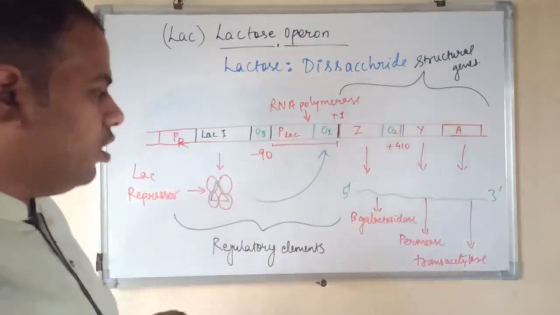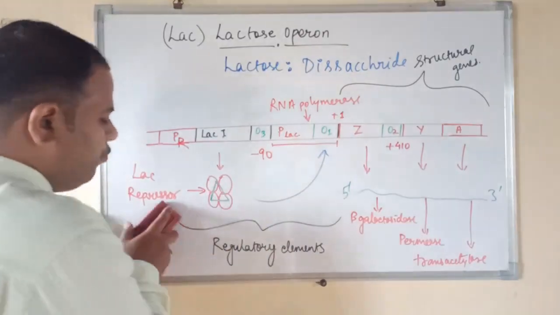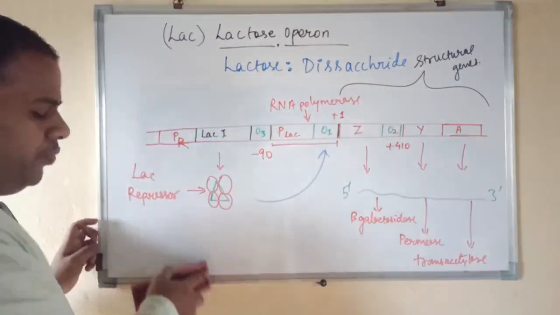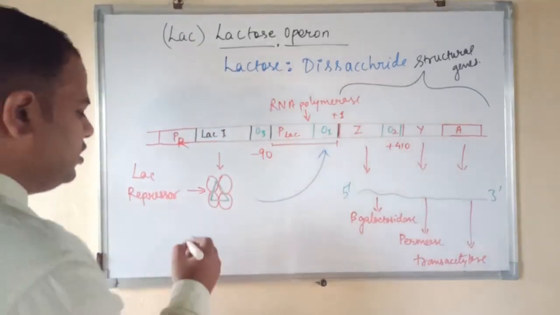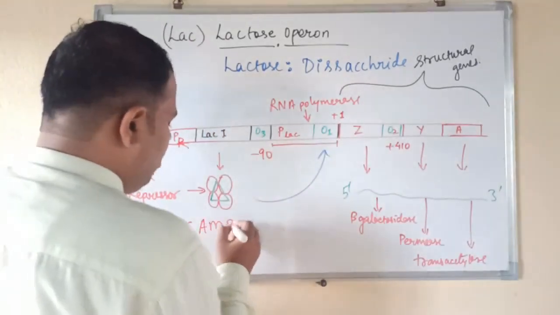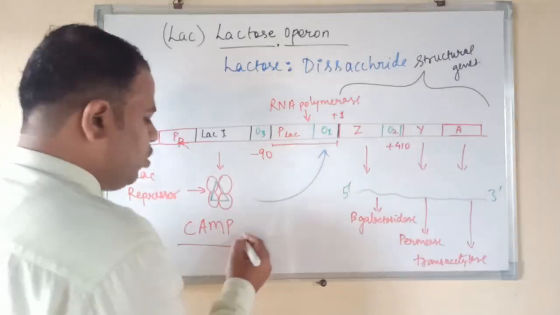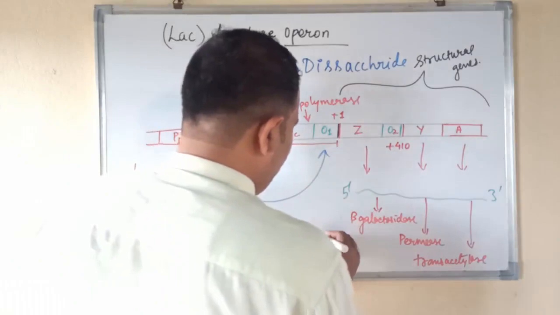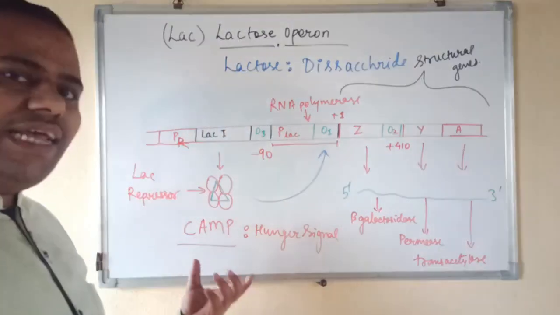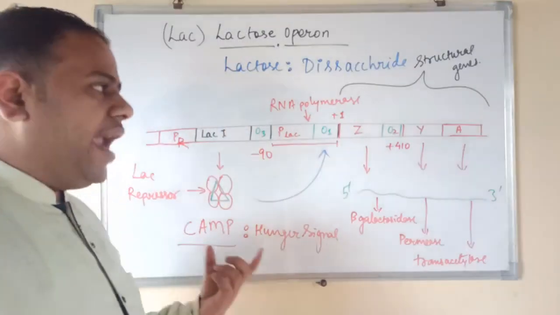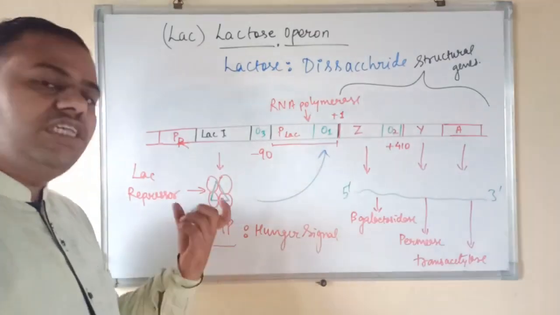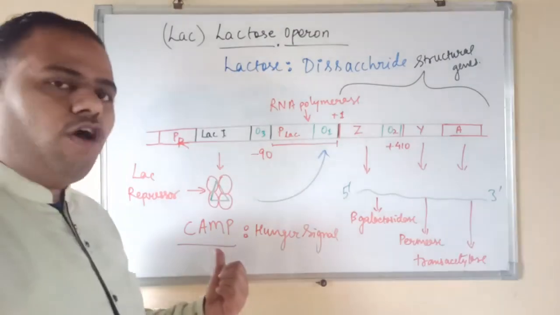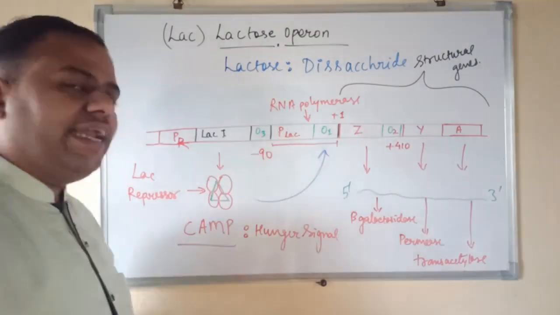Remember, there is one more thing here, that is the presence of a secondary metabolite, that is cyclic AMP, that is cAMP. Remember, cyclic AMP is adenosine monophosphate in the cyclic form. This is also called a hunger signal. Okay, so what happens when there is a small amount of energy in the cell and a lot of energy is required? The cell produces cyclic AMP, the cyclic form of adenosine monophosphate. This is acting as a hunger signal.